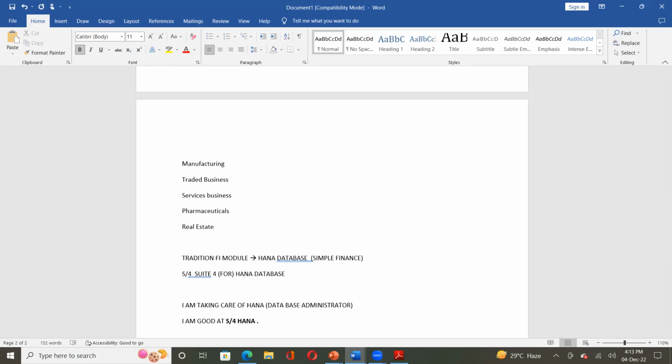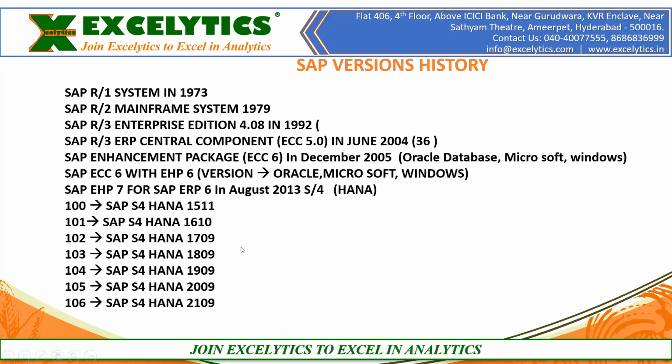Okay, so this is S/4HANA. After 2015, you need not take care of this, but here is SAP S/4HANA 1511. The latest version is 2209. So what does it mean? The first two digits are the year, and the second two digits are the month.